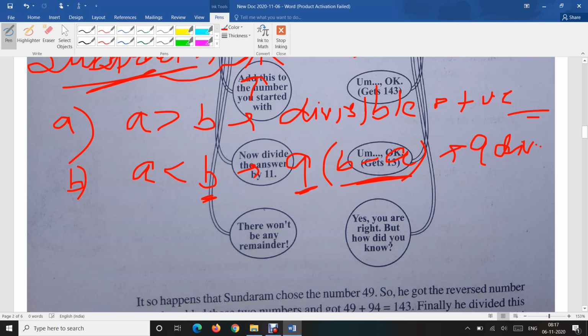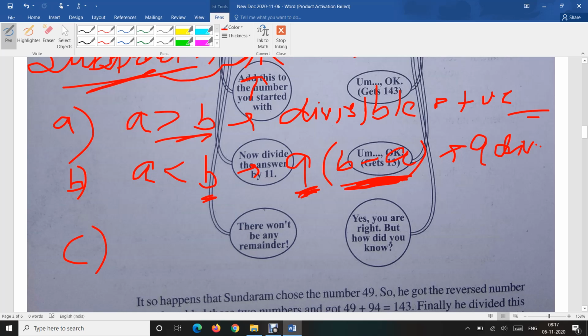Please memorize that. Be careful about that. If A is greater than B, then it will be 9 of A minus B. But if A is less than B, that means B is greater than A, so it will be 9 of B minus A instead of A minus B.